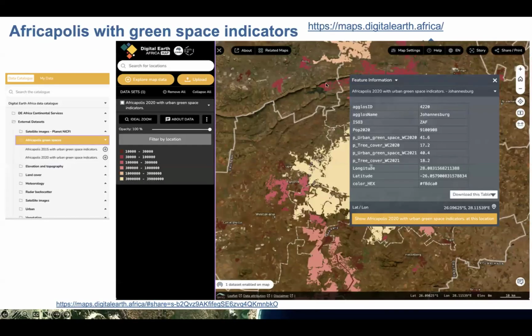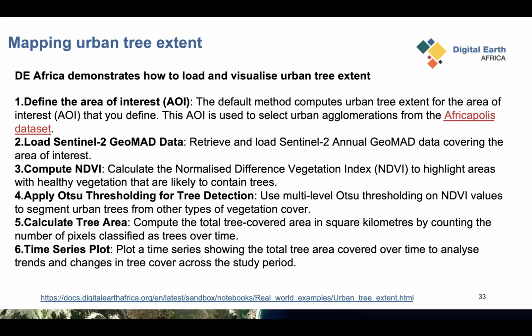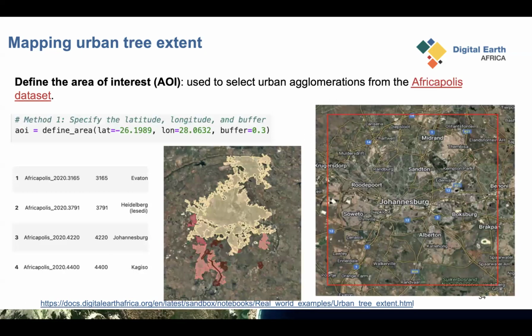In this particular case, we had very good examples. Looking at the same example in the Digital Africa map, we have these data sets in our platform, showing you the 2 years. And in the sandbox now, we have the workaround where you're able to load the data for this particular area and compute the vegetation index and come up with the tree detection.